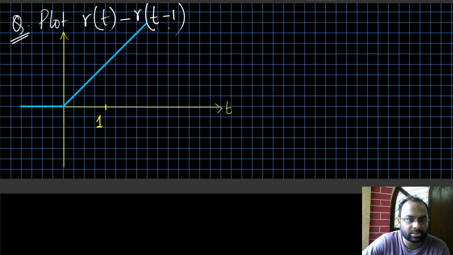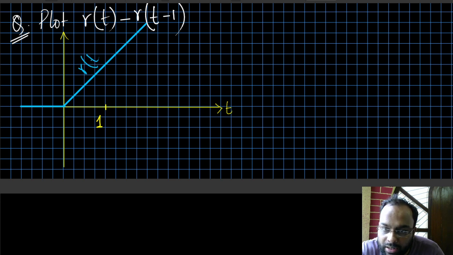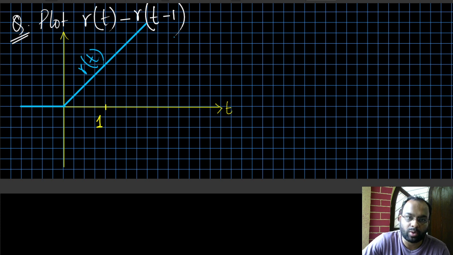Okay, Mahesh is correct halfway through. He says the slope is 1 till t equal to 1. Yes. And what happens after that? We will understand that from this. So this is r(t), right? This portion is r(t). The question is, what is minus r(t minus 1)?